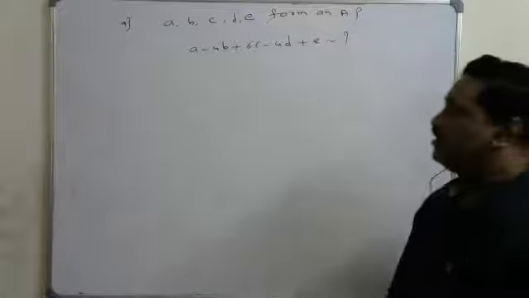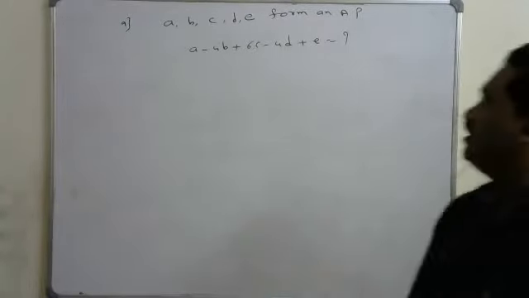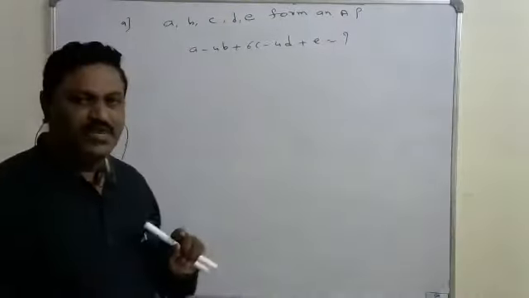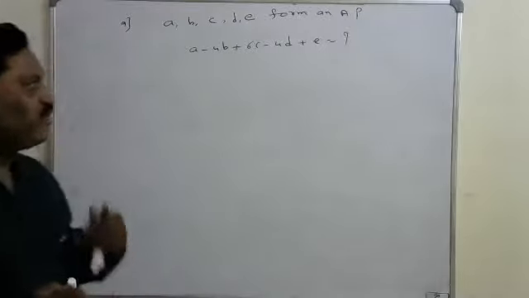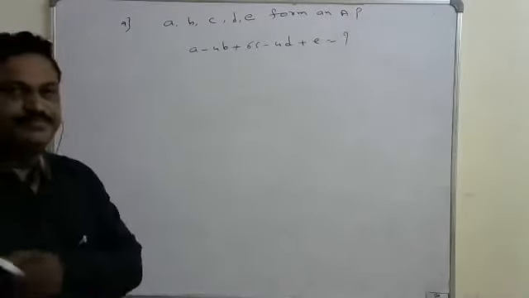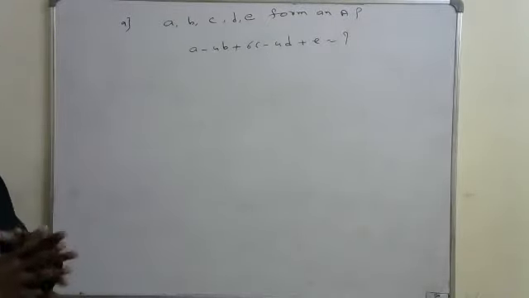Just observe here. A, B, C, D are in AP, form an AP. What is the value of this? So we want to find the value of this. Tell me, how can you find that value? What is the logic here? Sir, we can take A, B, C, D, E as 1, 2, 3, 4, 5.